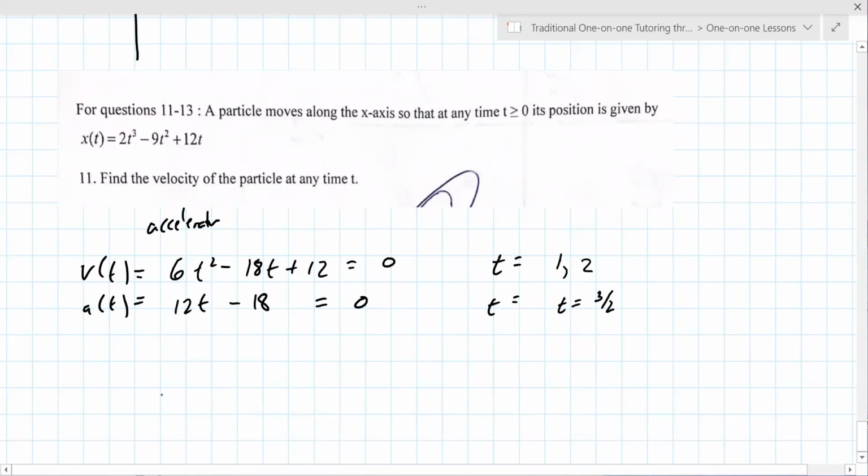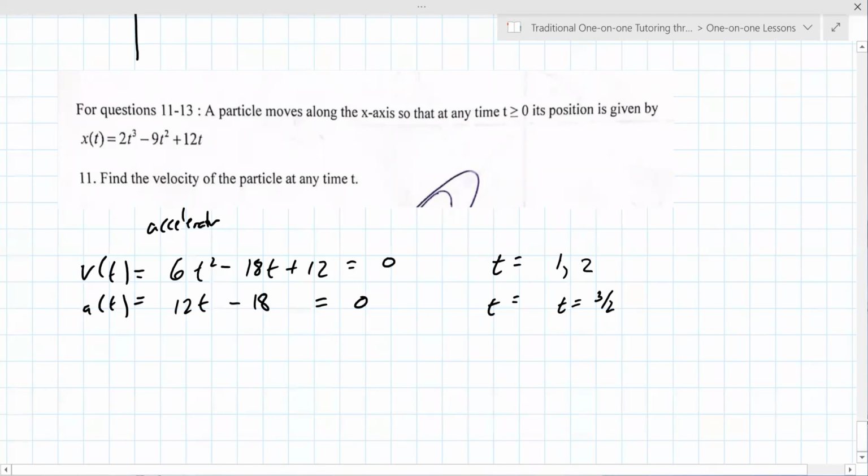So t equals 2 and 1, and then 12t minus 18. Yeah, I got 2 and 1 and 3 halves.